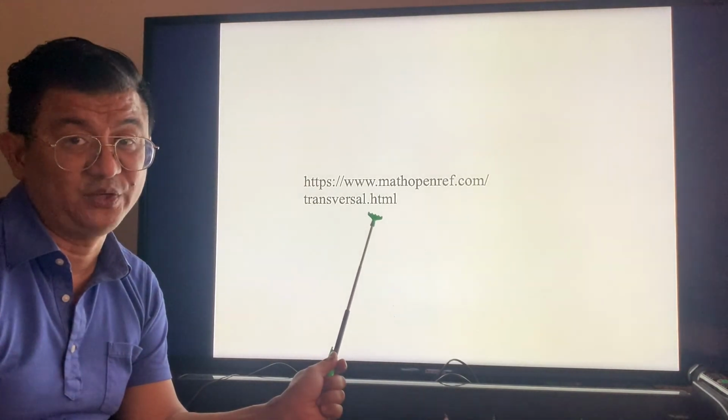This is an interactive website. You could move the transversal around and you would see the relationships among the angles formed.